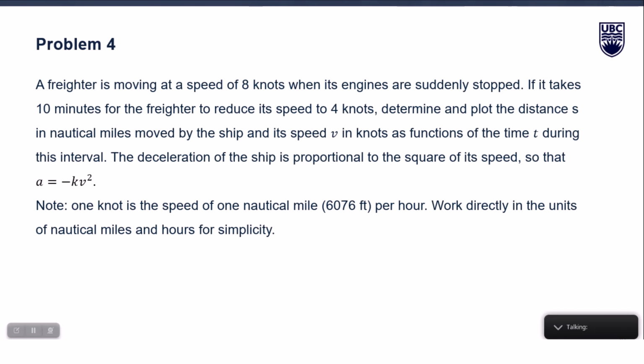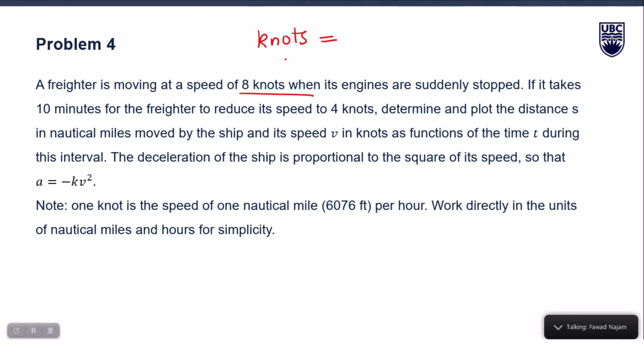Now let's move to the last problem in rectilinear motion, and that is saying that a freighter is moving at a speed of 8 knots. So a ship is moving at a speed of 8 knots. So now you are given a unit of speed called knots, right?